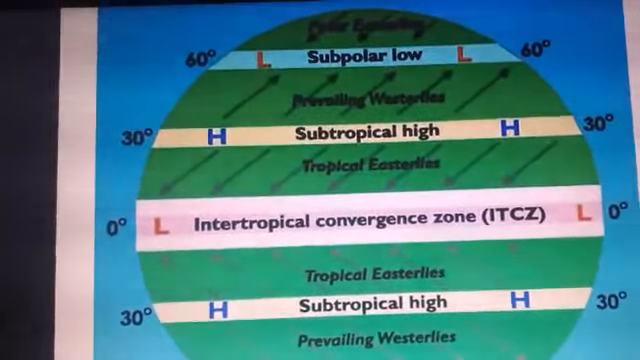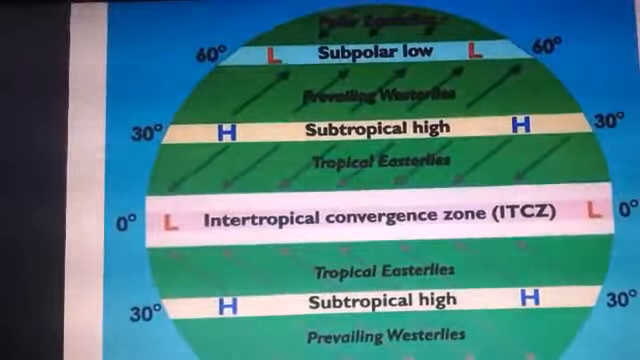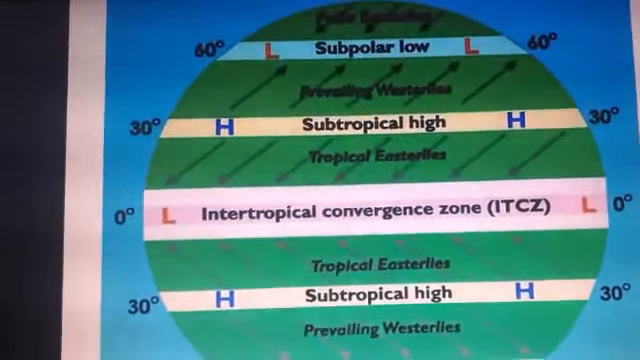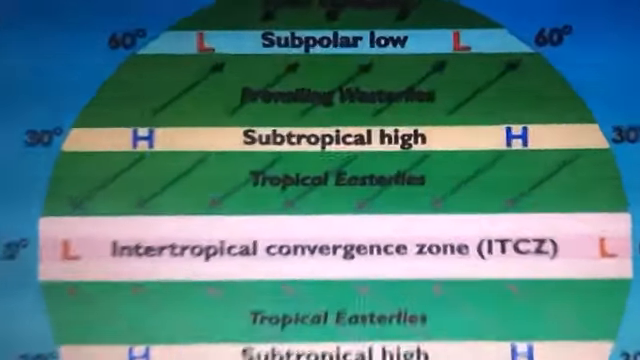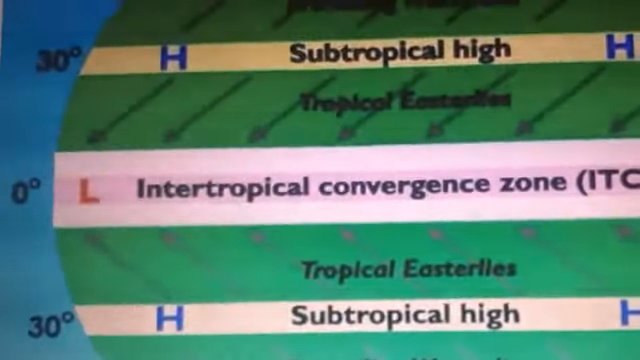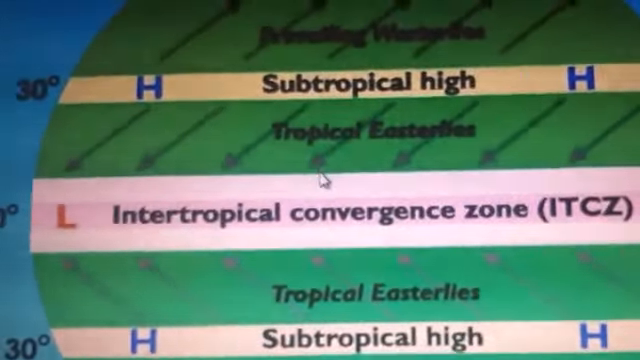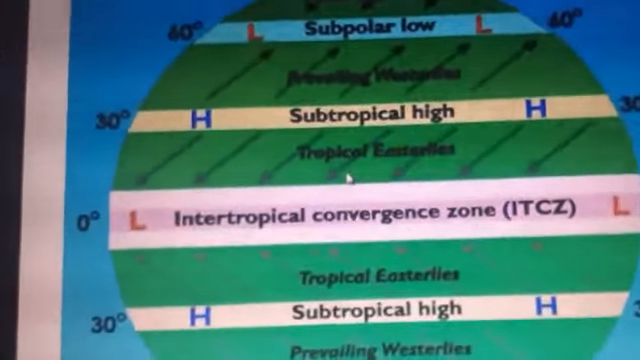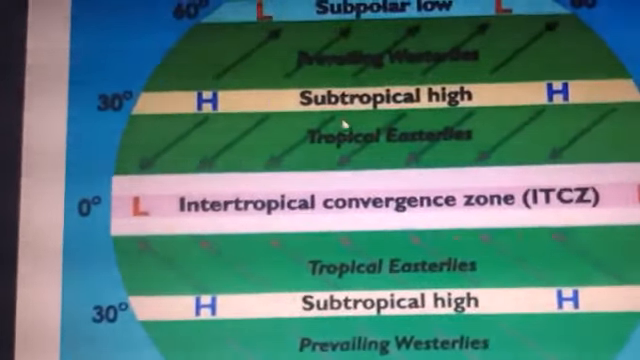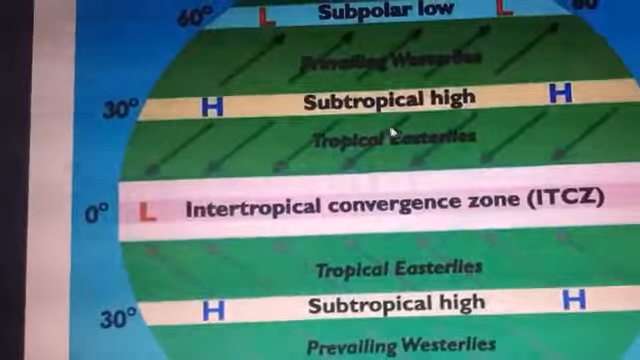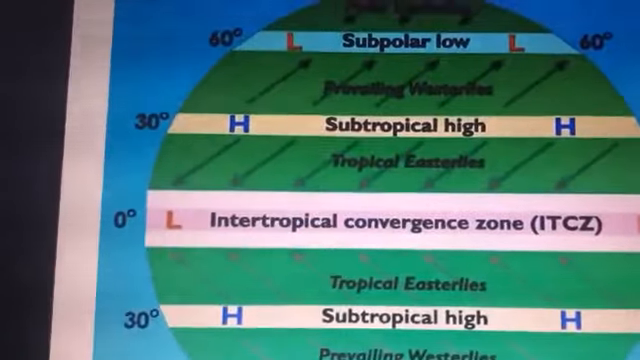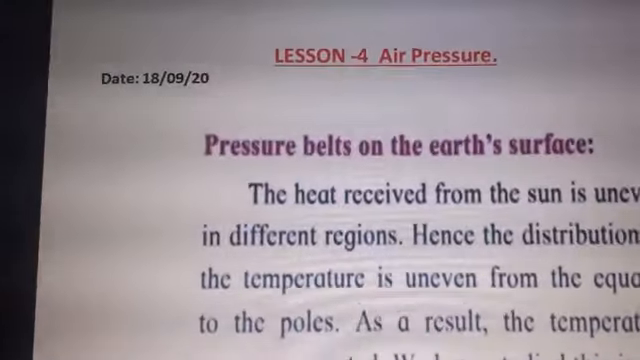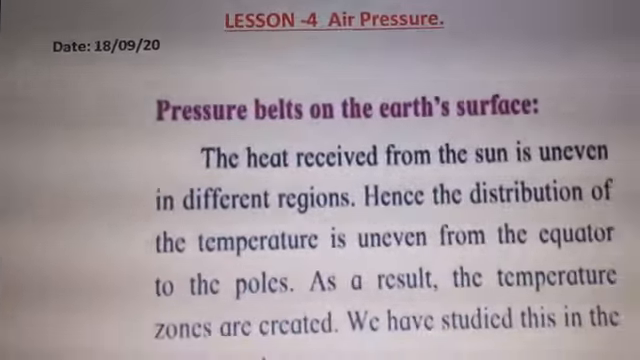Last week, we started with the chapter air pressure and we were studying the pressure belts on the Earth's surface. Now, the diagram which you are observing here, I hope this is very much clear to you, this is the diagram of the pressure belts on the Earth's surface. You can see we have the intertropical convergence zone. We have the diagram here showing the different pressure belts on the Earth's surface along with the winds named here: tropical easterlies, prevailing westerlies. These are the names of the winds. So we are studying the topic air pressure and the pressure belts in it. Let's continue once again. Pressure belts on the Earth's surface.